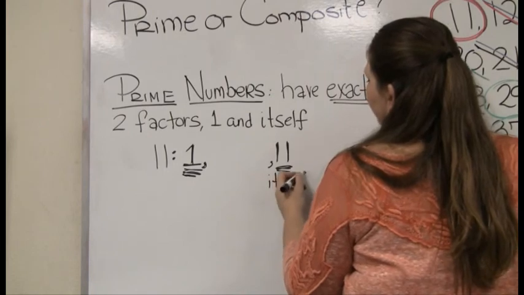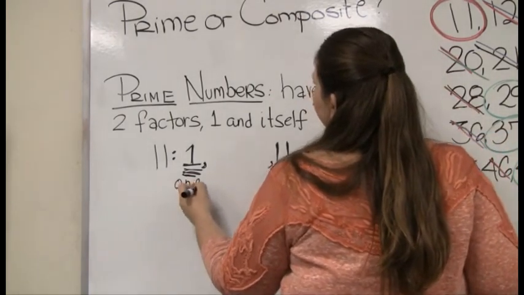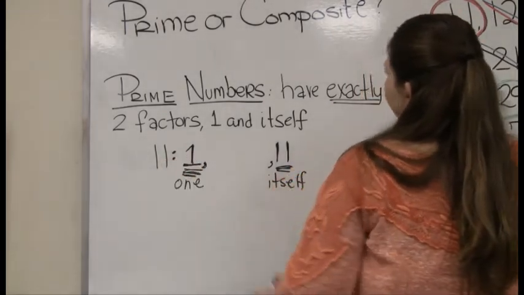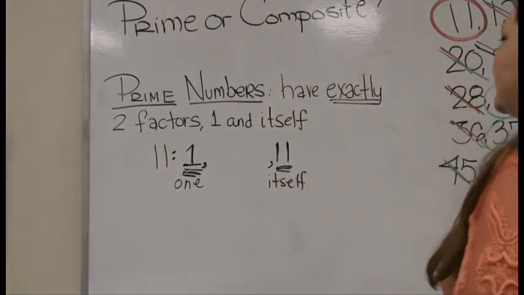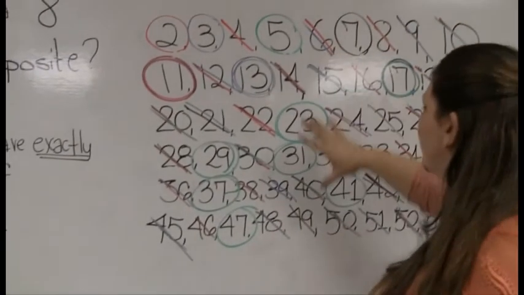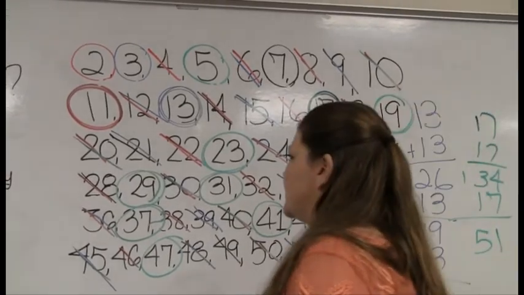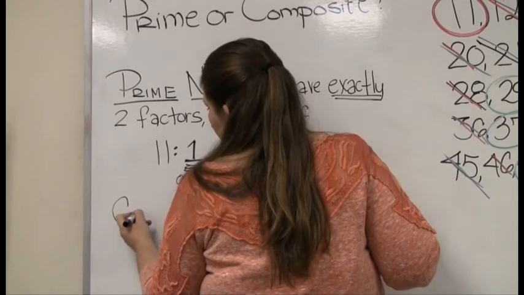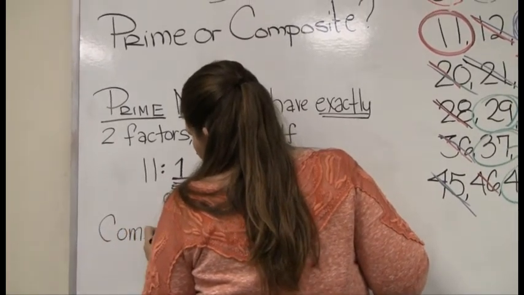That's what I'm talking about when I say this definition. So 11 has only two factors, and so 11 is prime. You guys see that? Does that make sense? So if all the circled numbers are prime, what are the crossed off numbers called? We have opposites here. The circled numbers are prime, but the crossed off numbers are called composites.